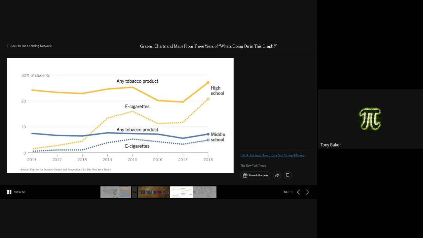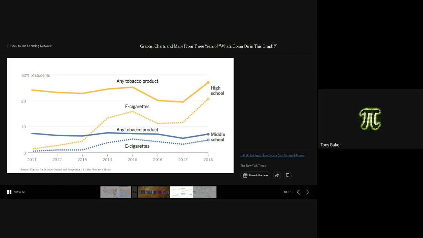Comparing middle school to high school. I would say comparing middle school to high school, but I think it's also looking at e-cigarettes specifically. But are e-cigarettes part of any tobacco product or are they separate? Part of tobacco products. Right. That's the thing. And the way the graph goes, they're together. The any tobacco product includes the e-cigarettes. It's not a separate thing.